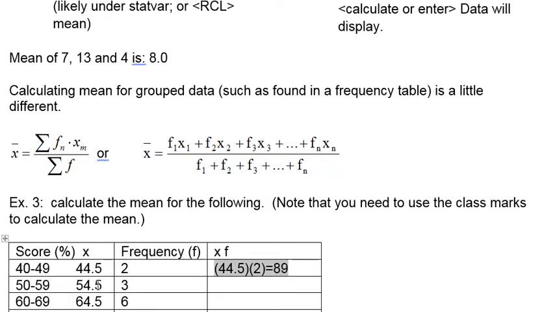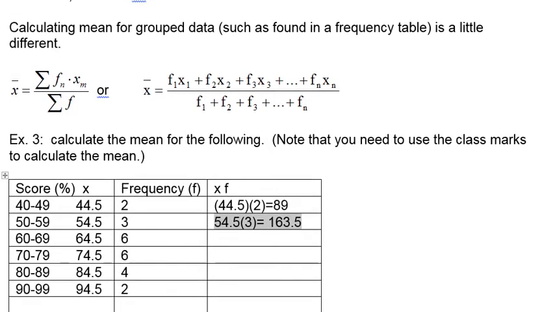Likewise, we would do the same in the second category, so 54.5 times 3 to get our second value. And continuing on down, we would calculate all the rest. Again, you may want to pause the video, take a moment, and verify that these calculations work for you, that you know how to do them.